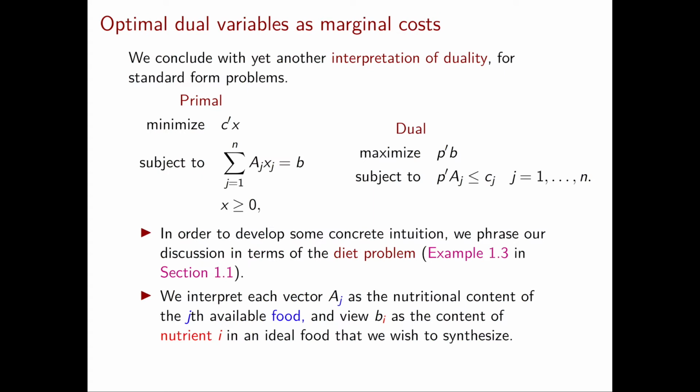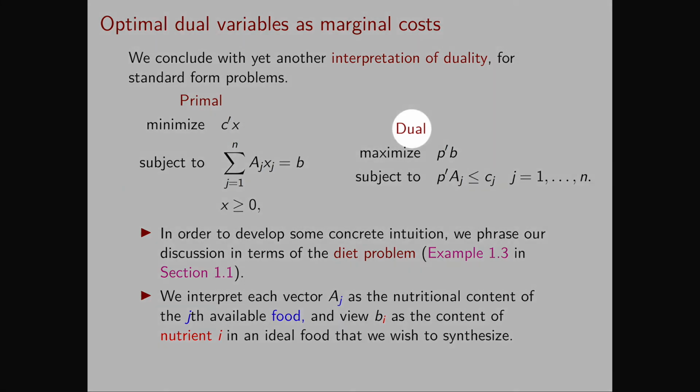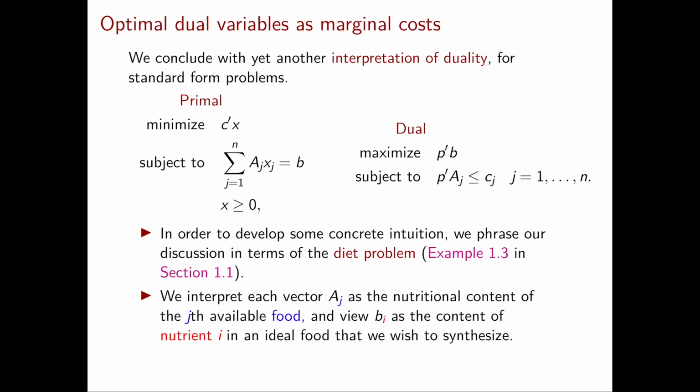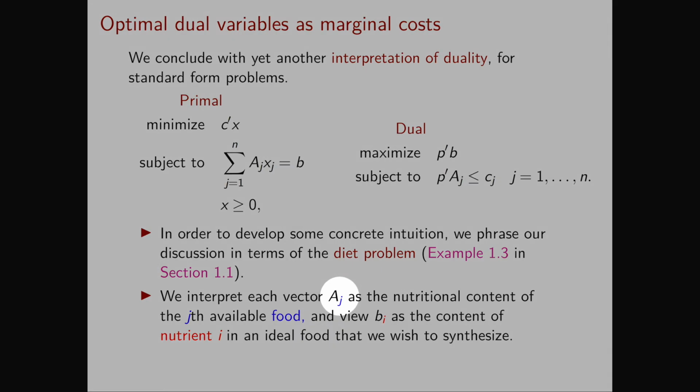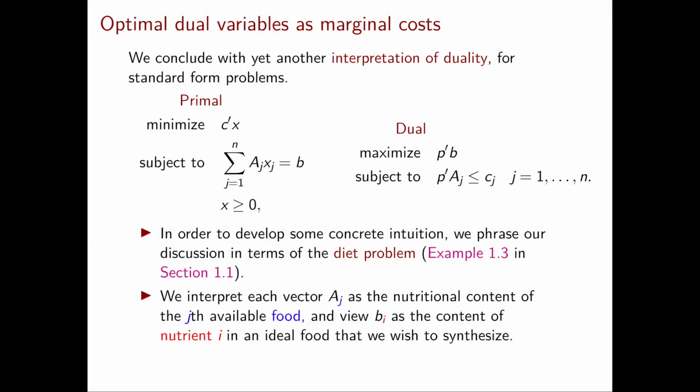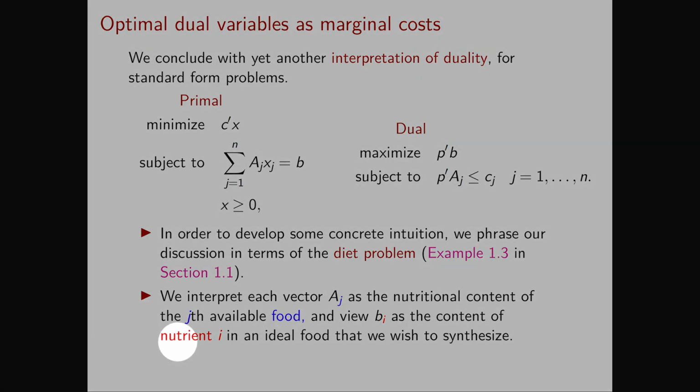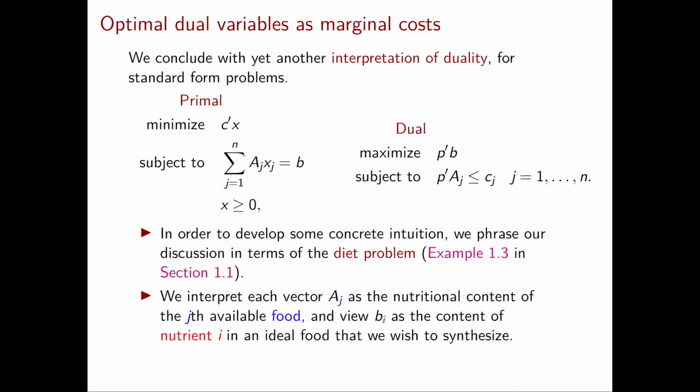Next, we're going to see a different interpretation of duality, again for standard form problems. So once again, we have our primal linear programming problem in standard form on the left and the corresponding dual on the right. To make this explanation easier to understand, we're going to talk in terms of the diet problem, which we saw back in chapter 1. If you remember, in the diet problem, we interpreted each column Aj of the matrix A as the nutritional content of the jth available food. On the other hand, each component bi of the right-hand side vector is the content of the nutrient i in the ideal food that we want to synthesize.